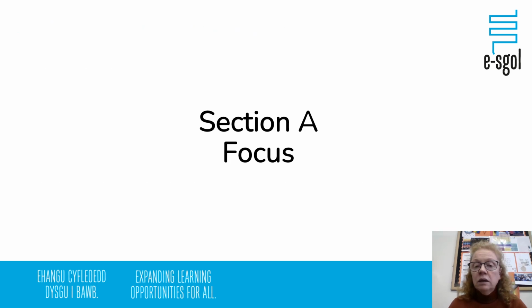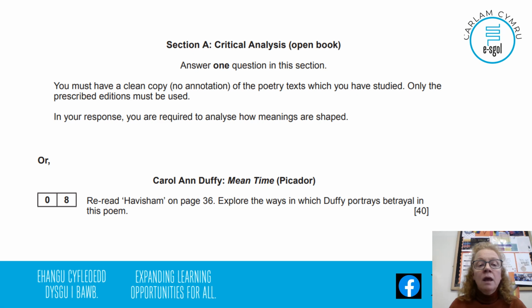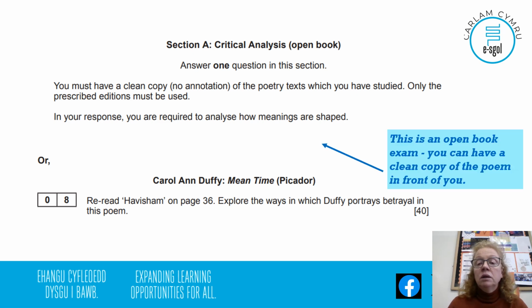So let's have a look at Section A to start off with. Section A is the named poet and the named poem. So you've got to have a clean copy of the poems that you've studied, so you're going to have another book with you without notes. If we look at the Carol Ann Duffy example, this looks at a specific poem, reread Havisham on page 36, and then explore the ways in which Duffy portrays betrayal in this poem, and it's worth 40 marks.